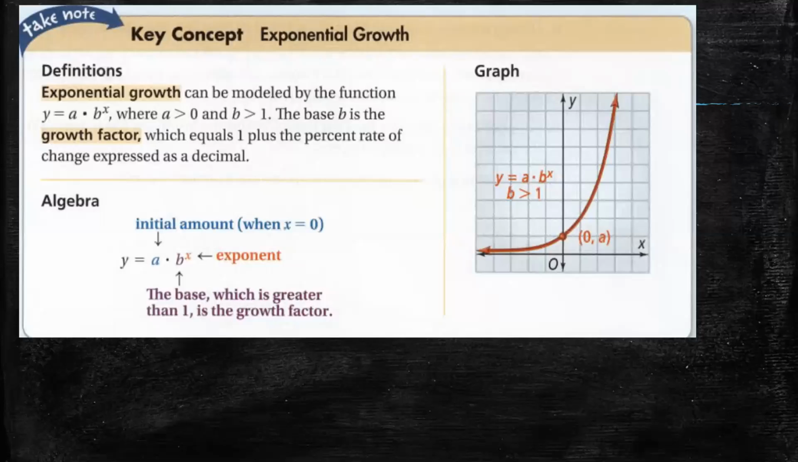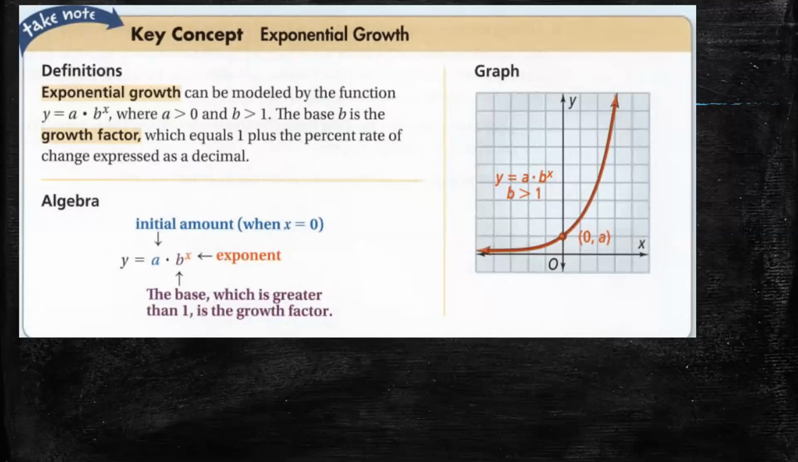And b is the base. And this base must be greater than 1. b has to be 1 point something, or 2 point something, like 1.7 and 2.4 and so on. It must be greater than 1. And this b in the exponential growth, we call it the growth factor. And to find it, we have to add 1 to the percent rate.